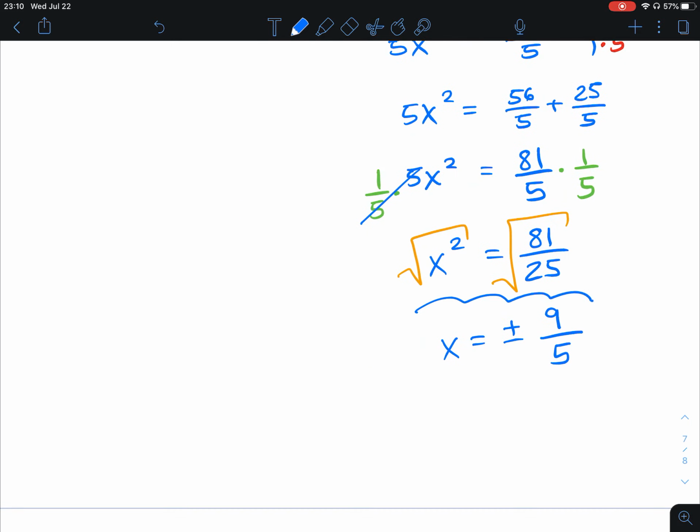I'll leave it to you guys again if you want to either plug it in or graph the left and right side in Desmos and make sure these are the x coordinates of the intersection.